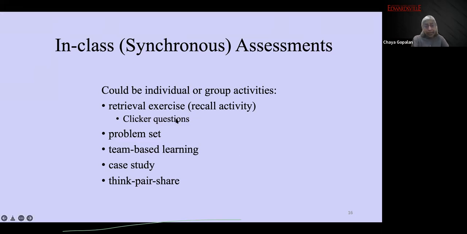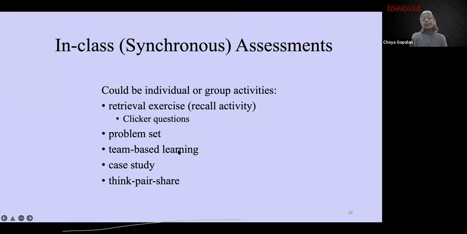A clicker question can be a retrieval exercise. Problem set with X number of problems that is ideal for the class time you have. And please have a few extra problems just in case they finish early. And if they're running late, taking too much time, you can say stop at this many because we don't have time. We can do the rest tomorrow, etc.